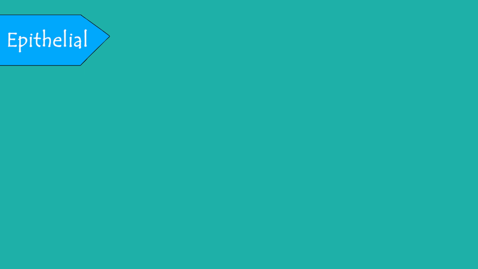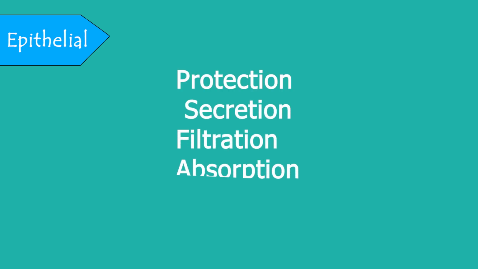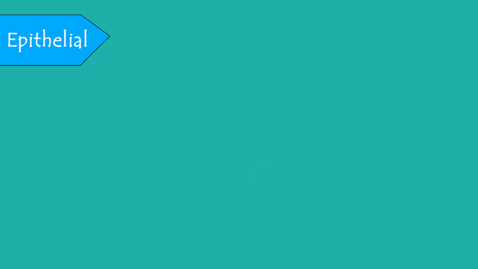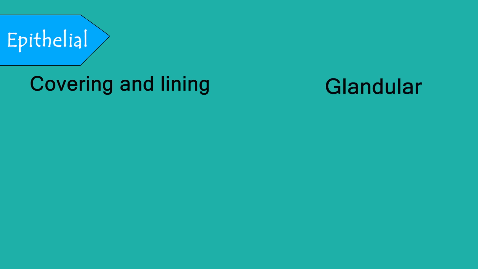This tissue consists of cells that cover and line the body surfaces and glands. These cells are important in protection, secretion, filtration, absorption, and excretion. Further, epithelium is divided into two types: covering and lining epithelium, and glandular epithelium.